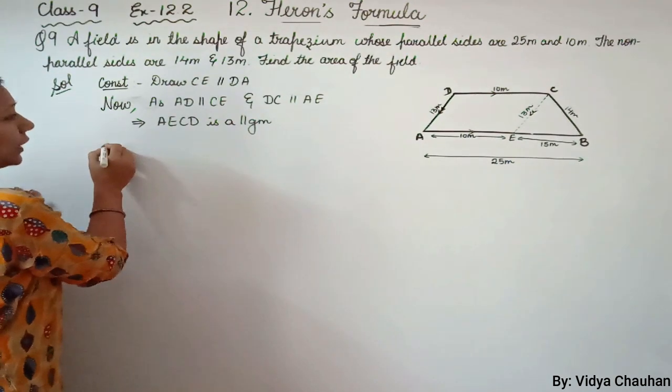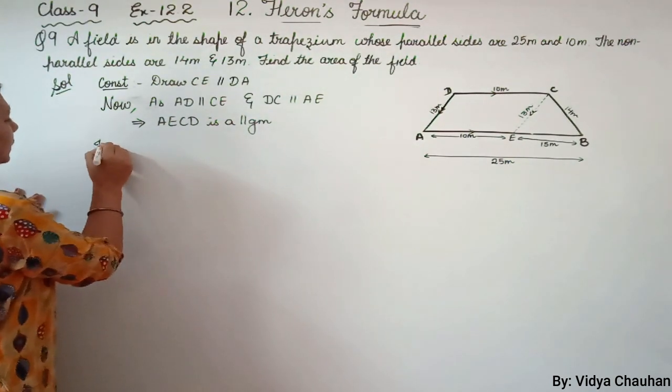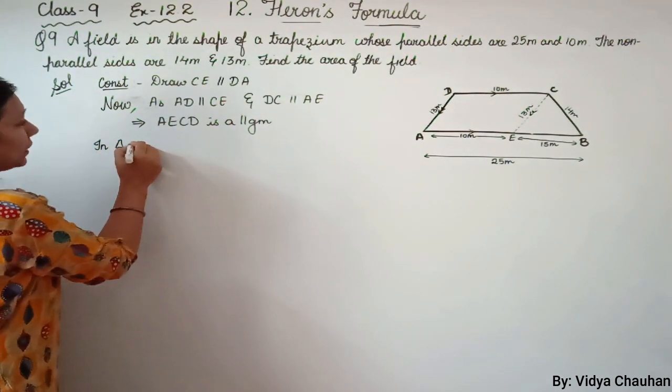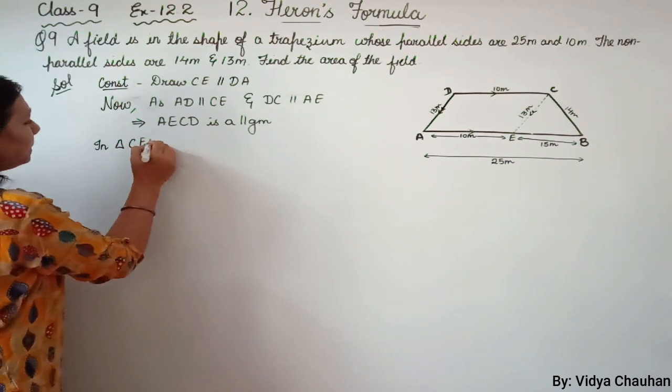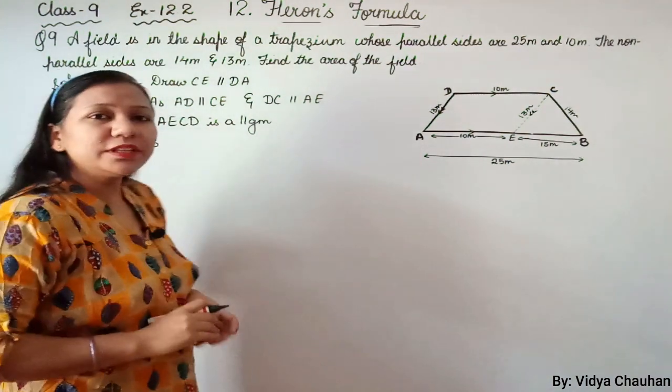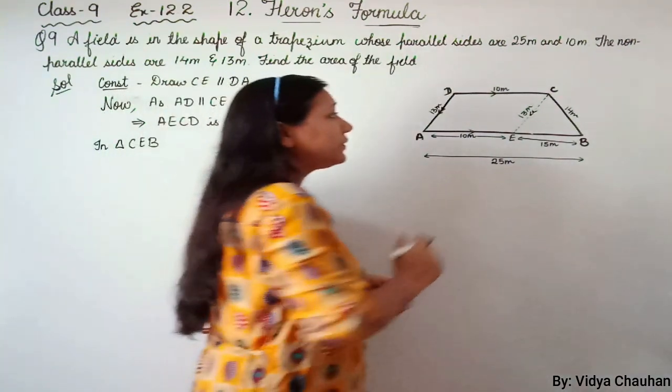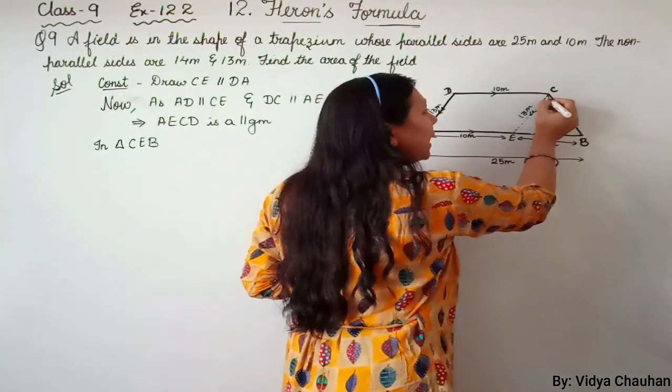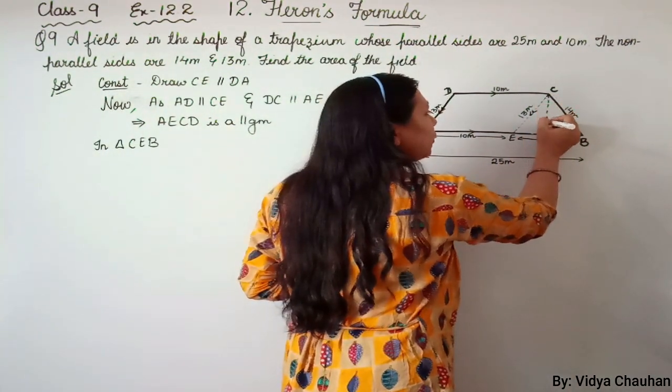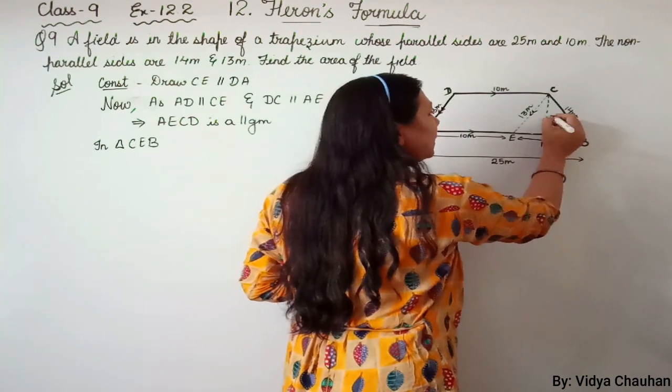So, now in triangle CEB, very first we will start with CEB. Why we will start with CEB? Because we have to find the height of this trapezium to find the area.